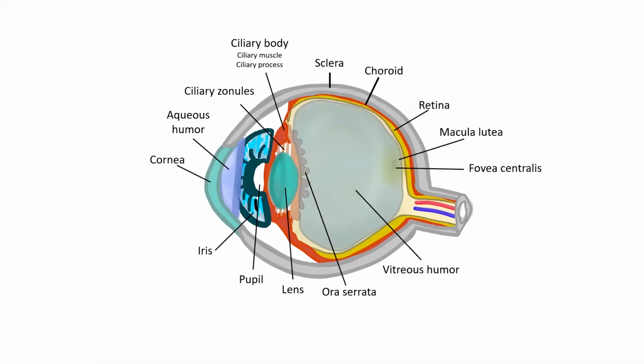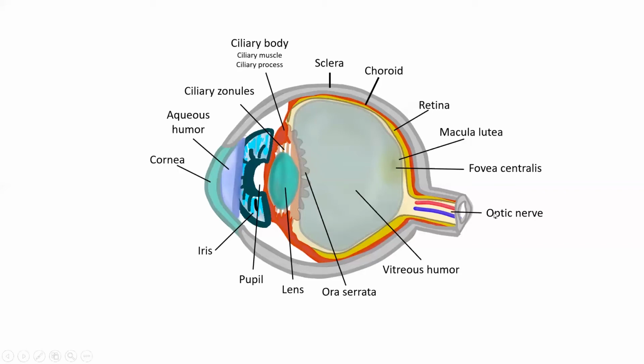And if you might remember from the bone chapter, fovea means pit. So you have this little pit that's inside your macula lutea called your fovea centralis. And inside the fovea centralis, you find nothing but cones. You won't find any rods there.